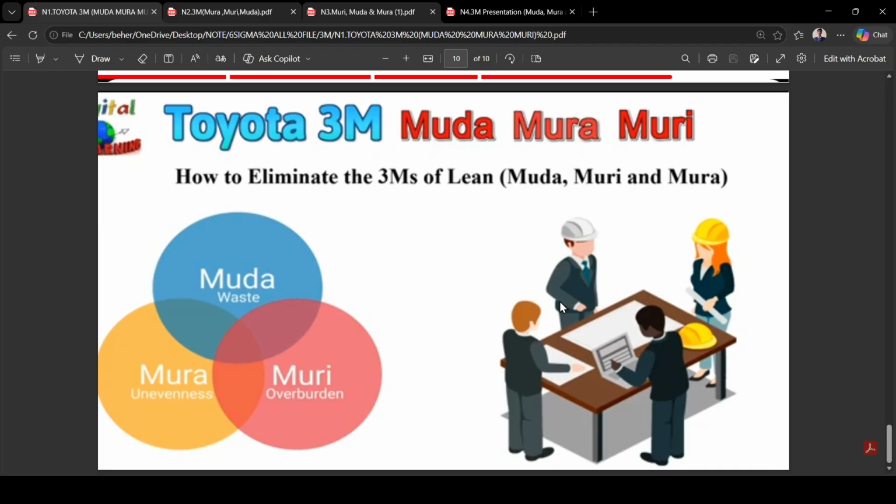So you can see this picture, with four engineers. This is a review: which types of waste are there in the Toyota Production System? These are three wastes: Muda, Mura, and Muri.